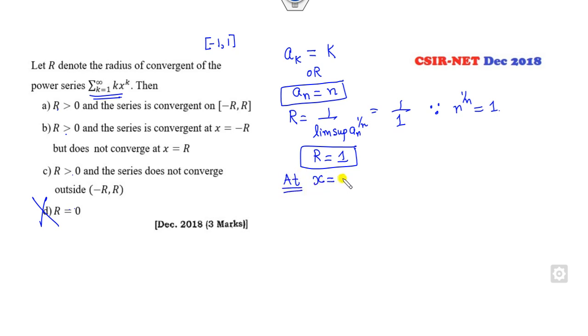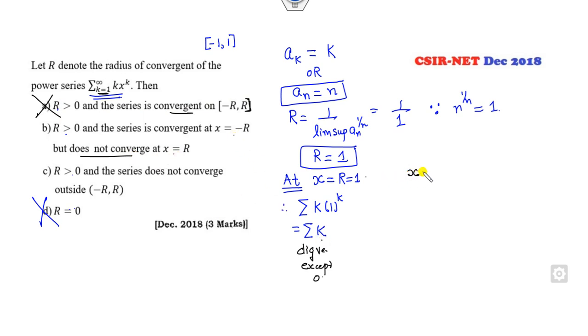At x equal to plus R, meaning plus 1, what is your series? The series will be the sum of 1 raised to power k, times k. This is a constant series, and every constant series is divergent except 0. But you can see k starts from 1, it is not 0. So at x equal to 1, the series is divergent. So the closed interval option for convergence is cancelled. It does not converge, fine.